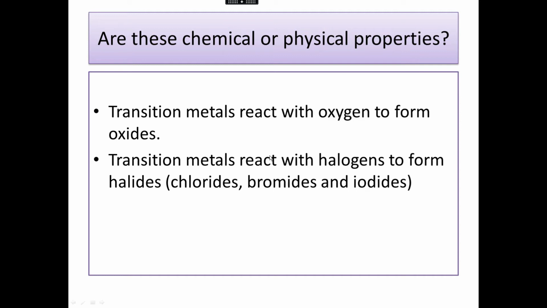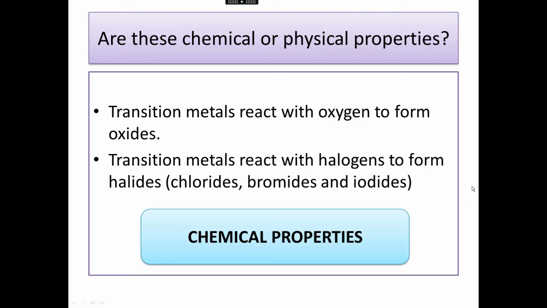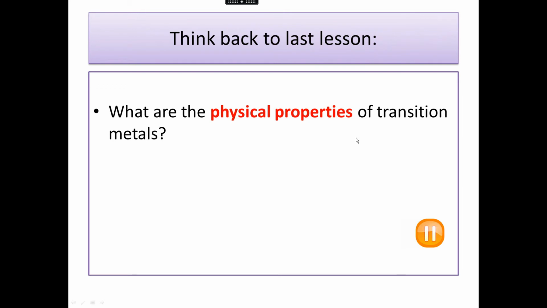Right, now think about this. Which of these are chemical or physical? If it's reacting with oxygen to form oxides, that is a chemical property because it involves a chemical reaction. If it reacts with halogens to form halides, that is a chemical property because it's talking about a reaction. So both of these are chemical properties of transition metals. They react with oxygen to form oxides and they react with halogens to form halides. Chemical properties.